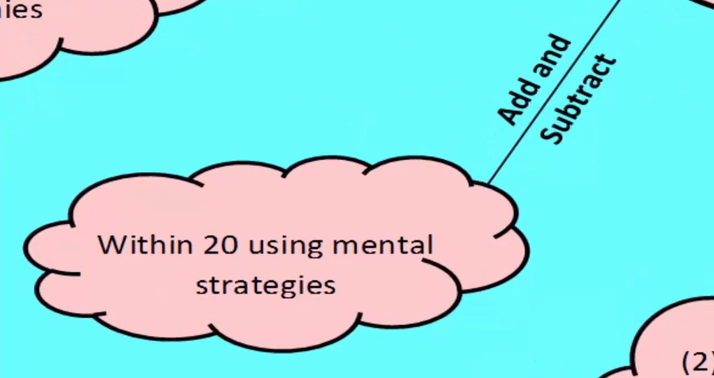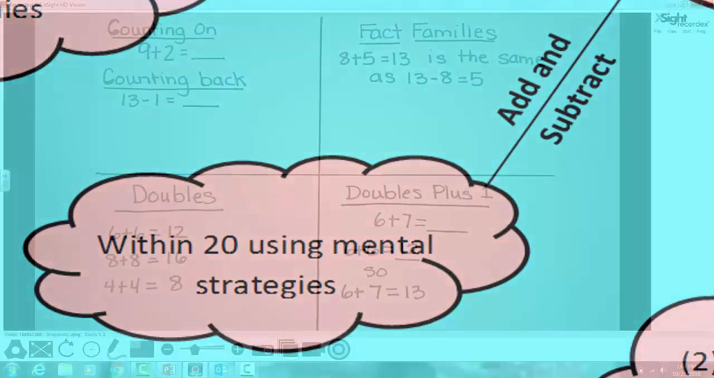Students in second grade are supposed to use mental math strategies to solve equations up to the number 20. Mental strategies help students make sense of number relationships as they are adding and subtracting within 20. The ability to calculate mentally with efficiency is very important for all students.